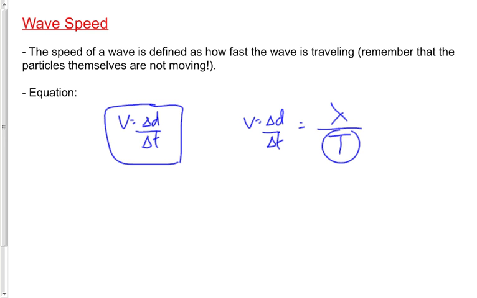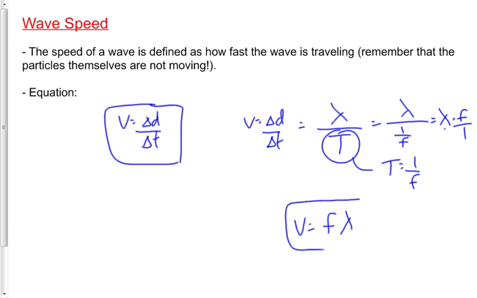Now we know that T is equal to 1 over F. So it becomes lambda over 1 over F. We can simplify that a little bit and say it's lambda times F over 1. You guys know that rule in math where you divide by a fraction, you multiply by the reciprocal? So what do we end up with now? V is equal to lambda times F over 1, or let's just say F times lambda.